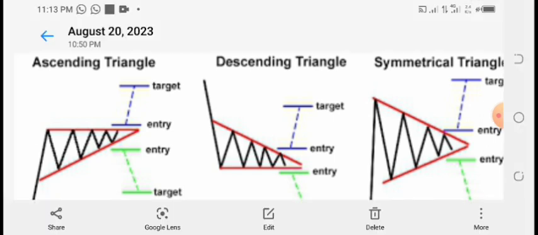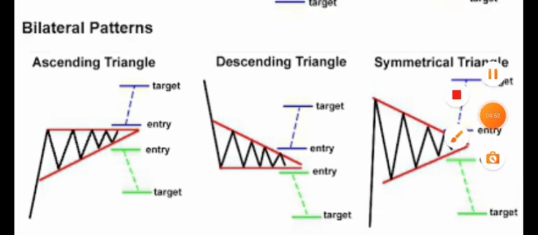When we say bilateral patterns, it's the kind of pattern that you can trade in either bullish or bearish direction. You can trade it whenever you see it. It indicates the market can go upward and the market can go downward. What you consider is just to wait for the breakout. Whichever direction it breaks, just take your trade in that direction. When it breaks to the upside, it means the price will go bullish. When it breaks to the downside, it means the price will go bearish.